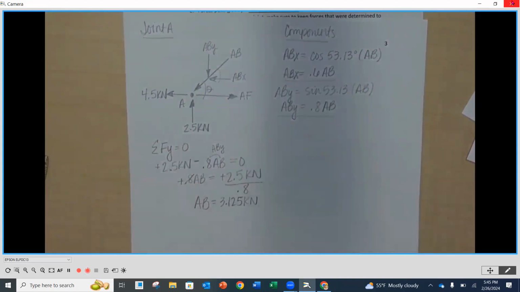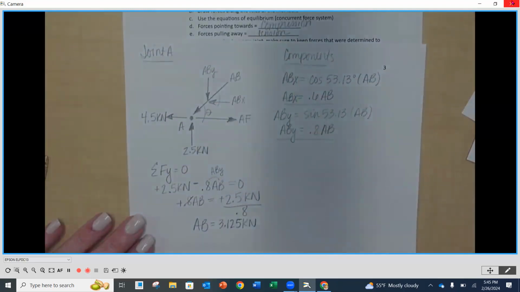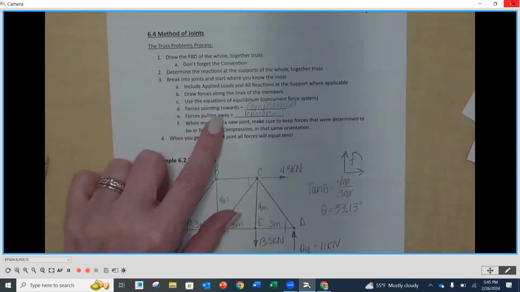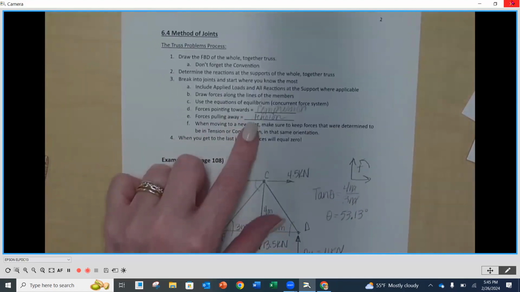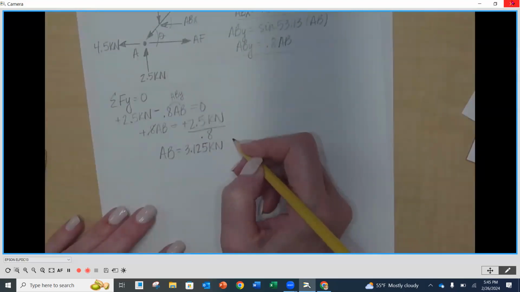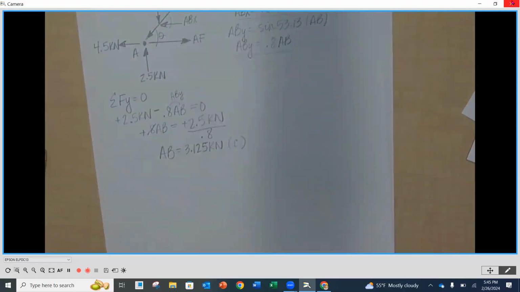We found the magnitude in the member. We need to now assign, is it in tension or is it in compression? So we need to look. If we go up here, you'll notice that AB is pointing towards or pushing on the joint. If we go back to our process, it says here, forces that are pointing towards the joint are going to be in compression. Those that are pulling away are in tension. Ours is pointing towards. That means that this is in compression. To show compression, I just put in parentheses a C in back of the value.